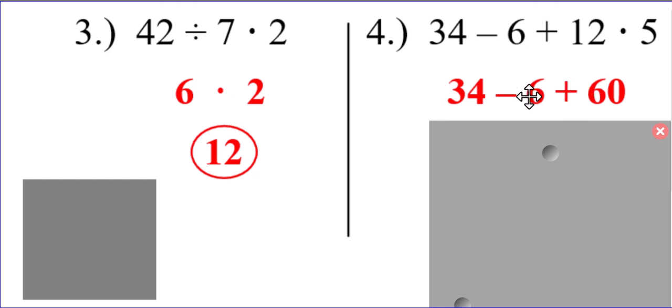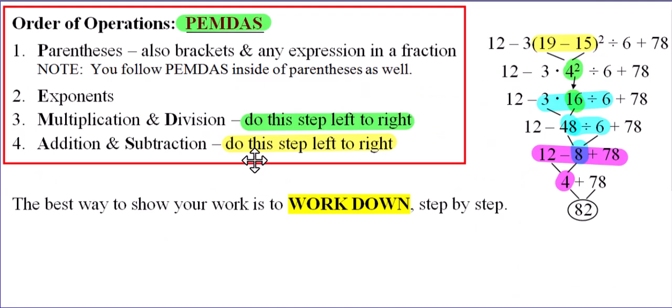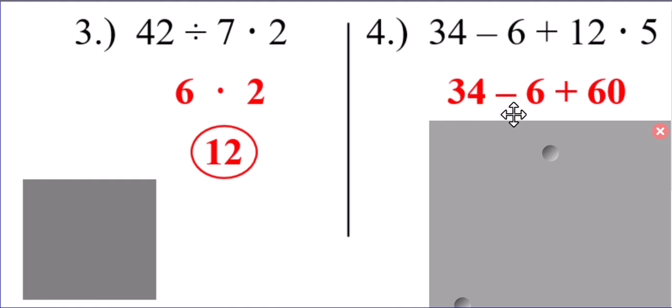Do I add here before I subtract? Order of operations tells us that with addition and subtraction, you are supposed to do that step left to right. Oh, it's the same kind of thing we actually had here on number 3. So, well, not the exact same, but very similar. 34 minus 6, you got to do that first.